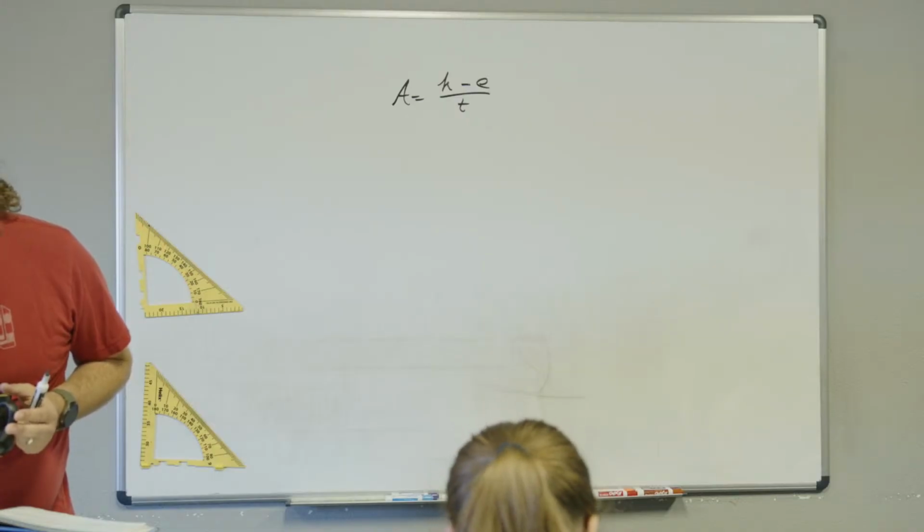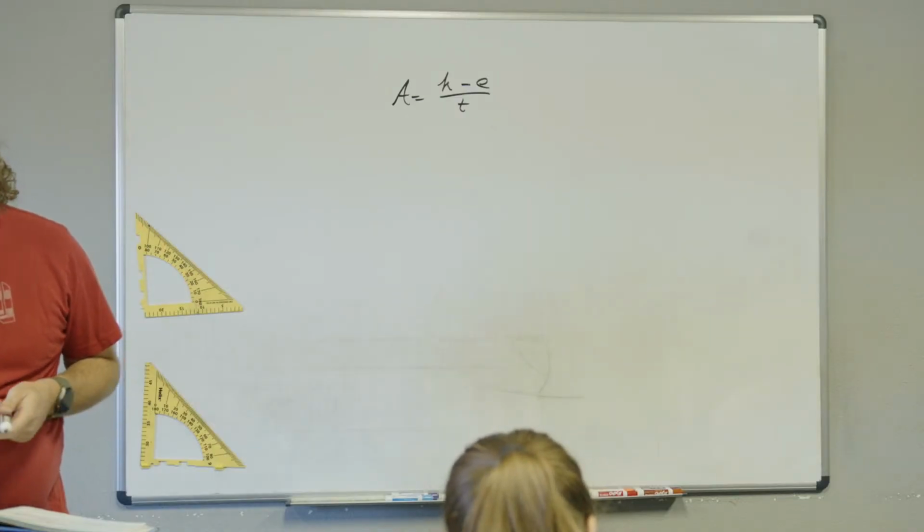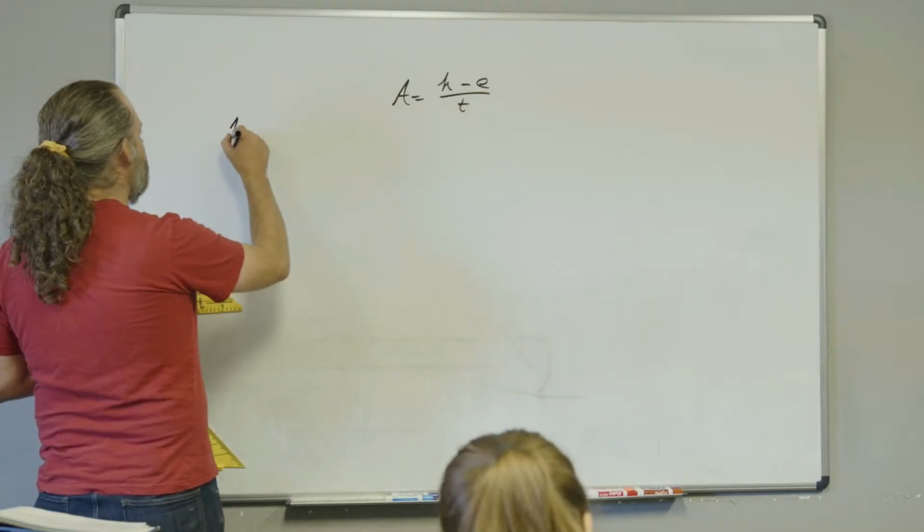Find the attack percentage given each set of values. So for A, it gives us K equals 22.